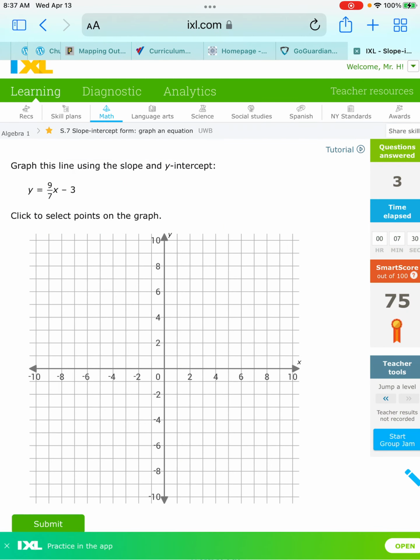So again, if you understand what you're doing, it should take you less than 10 minutes to do this. All right, that's it, guys.